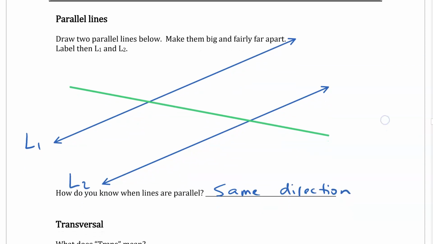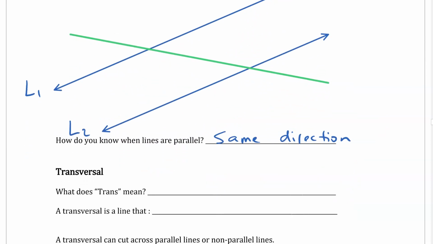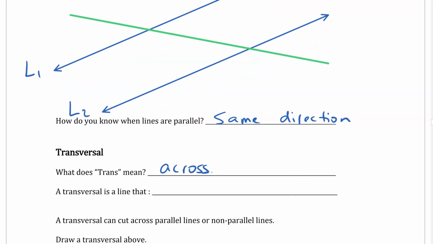Okay, now the next thing is a transversal. What does trans mean? So trans, like the Trans-Canada Highway, means across Canada. So a transversal means across. So I drew one in green, and over here it says draw a transversal above. So I did that already. A transversal is a line that cuts across the parallel lines, and I'm going to write parallel like that. Two lines that are parallel, the parallel lines.